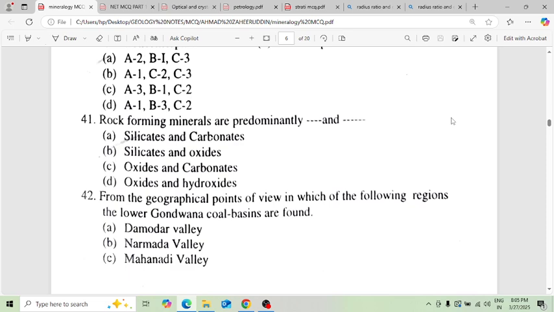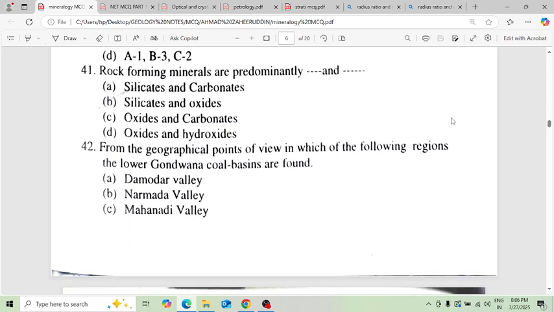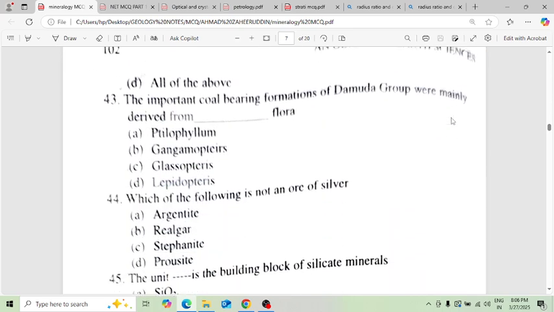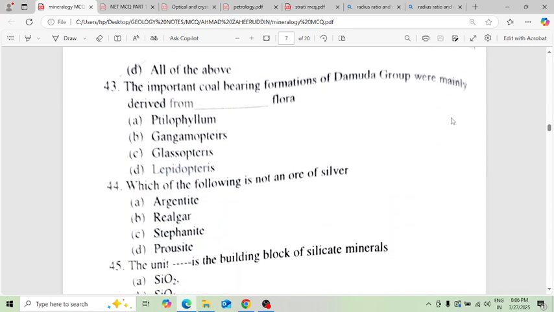From the geographical point of view, in which of the following regions are the Lower Gondwana coal basins found? All of the above, that is Damodar, Narmada, and Mahanadi. The important coal bearing formations of the Damodar group were mainly derived from Glossopteris flora.